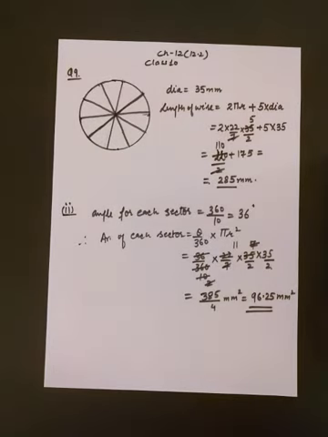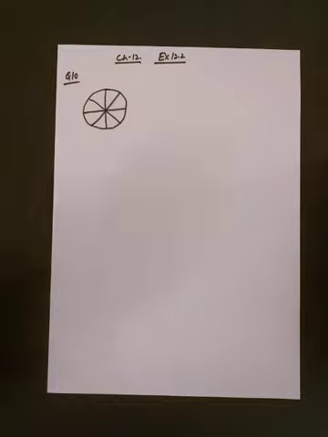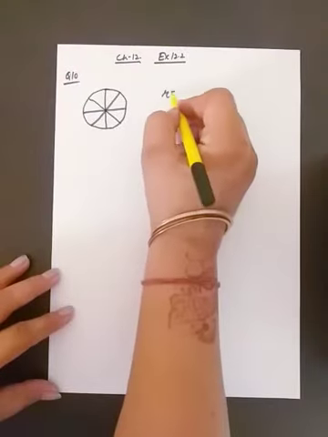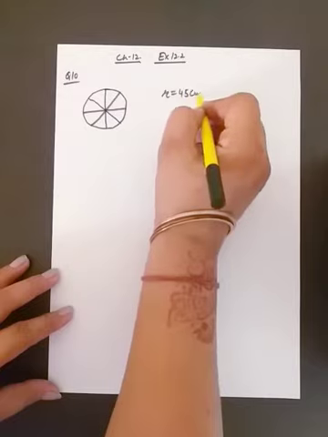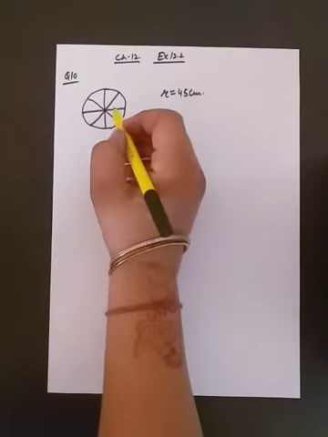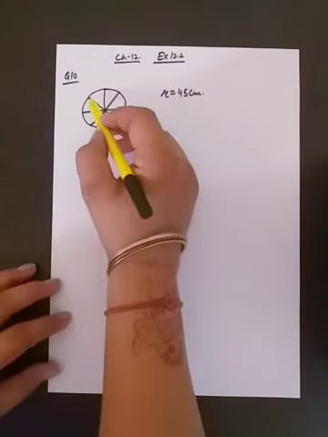Next question number 10. An umbrella has 8 ribs which are equally spaced. It is assumed that the umbrella is a flat circle of radius 45 centimeter. So radius is 45 and there are 8 ribs. The wires in an umbrella are called ribs.